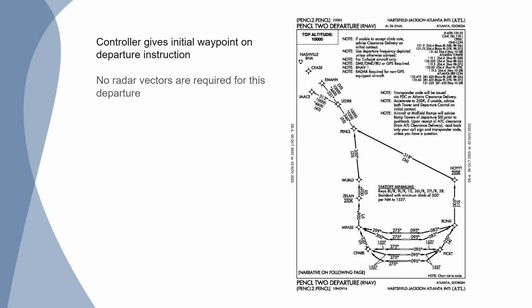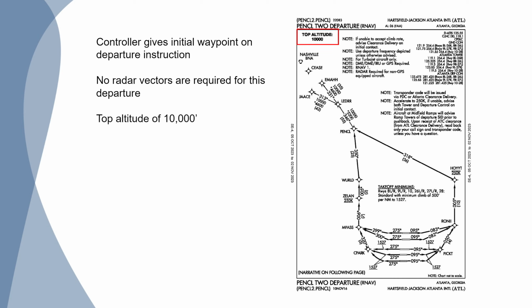Here's the Pencil 2 departure out of Atlanta. On departure, the controller is going to give you an initial waypoint. This could be Pickett, Ronnie, Impasse, or Sea Park, depending on what runway you're departing from and which direction you're departing from. There are no radar vectors required for this departure, as you will have a waypoint initially off your runway.